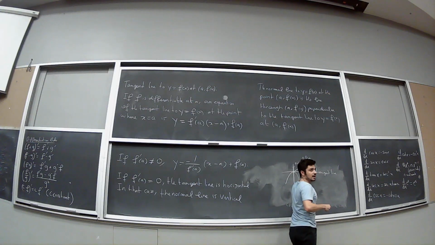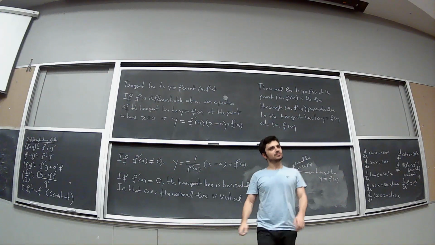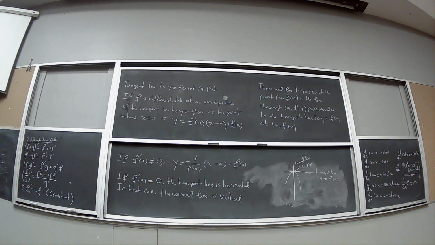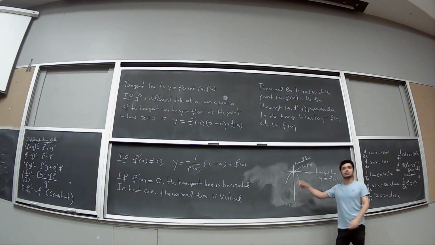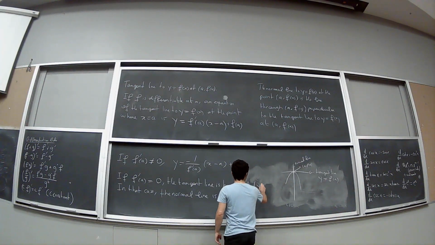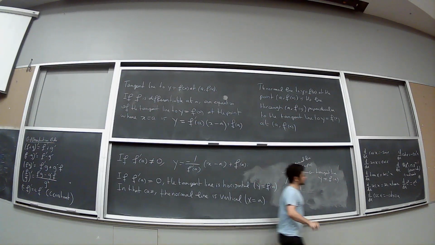The equation of the tangent line is y equals f of a, because f prime of a is 0. Now, what is the equation of the normal line in that case? It's a vertical line, so it's x equals something. If this normal line goes through the point (a, f of a), what is the equation of the normal line? It's x equals a. So here it's y equals f of a, and x equals a. Awesome.